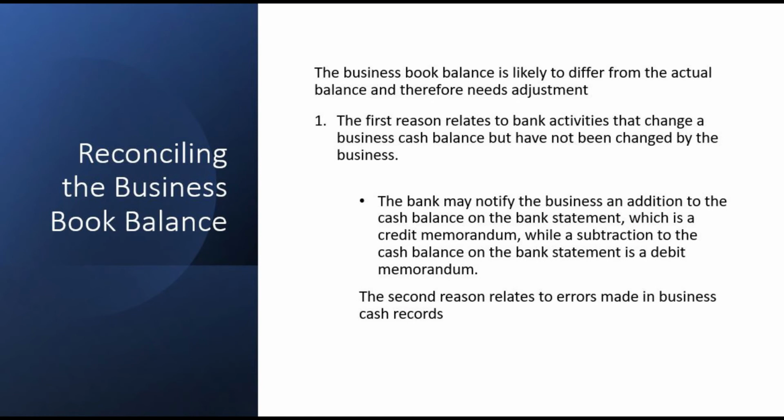Reconciling the business book balance. The business book balance is likely to differ from the actual balance and therefore needs adjustment. The first reason relates to bank activities that change a business's cash balance but have not been recorded by the business. The bank may notify the business of an addition to the cash balance on the bank statement, which is a credit memorandum, while a subtraction to the cash balance on the bank statement is a debit memorandum.